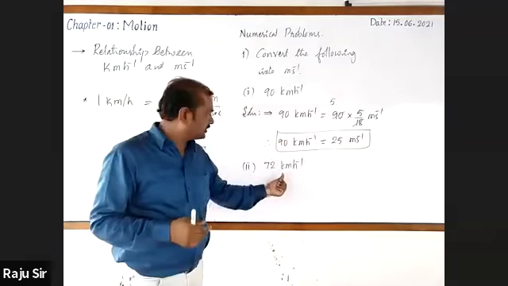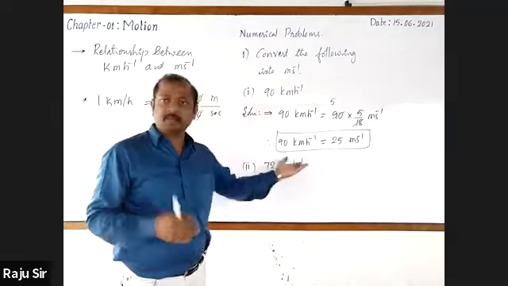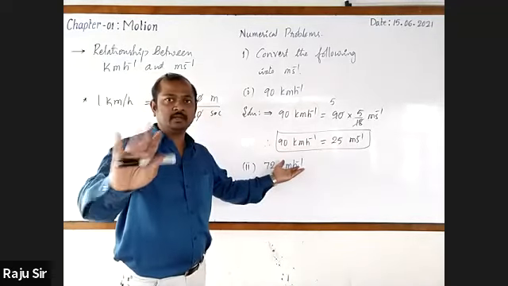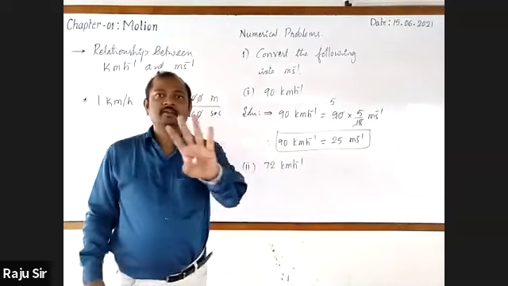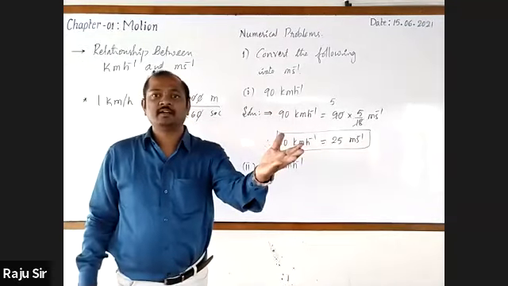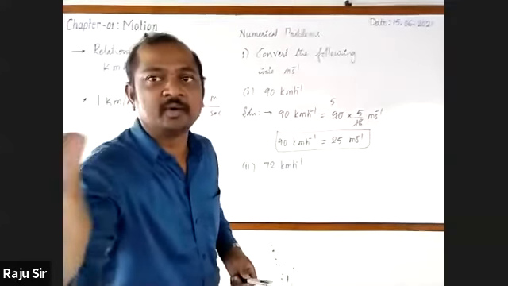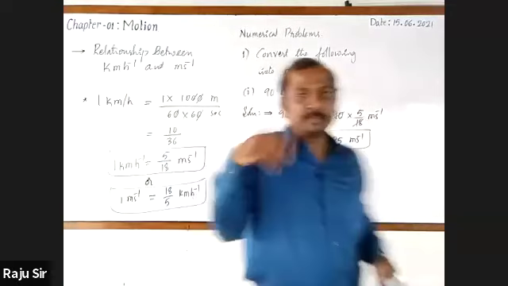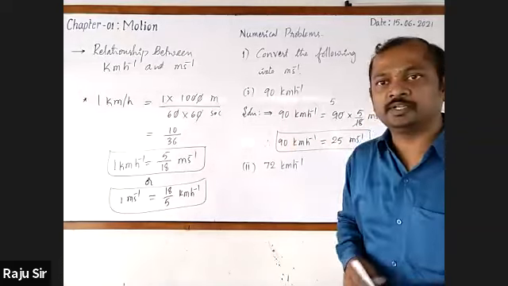You are going to convert this kilometer per hour into meter per second: 72 into 5 by 18. 18 fours are 72, and 4 fives are 20. Is it not simple? Very good, Sanjana. So you should try your best to calculate in your mind only.